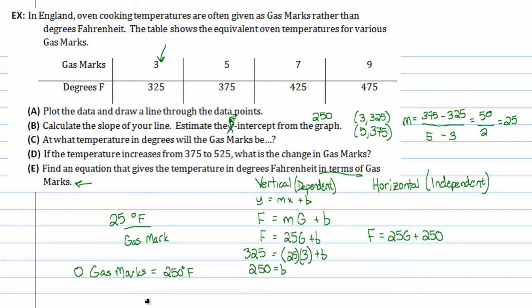So part C here says, at what temperature in degrees will the gas marks be? This is my hint to myself to make a problem. So I'll say, what degree temperature will yield a gas mark of, I don't know, let's say 6. So in other words, I want G to be 6, and I want you to figure out what the degree Fahrenheit is for that.